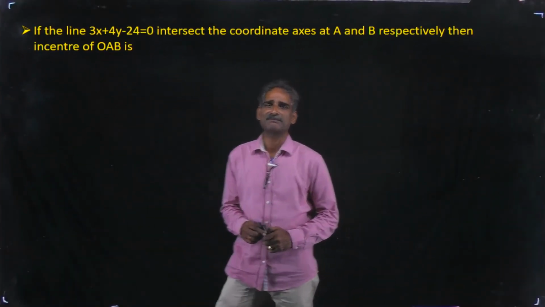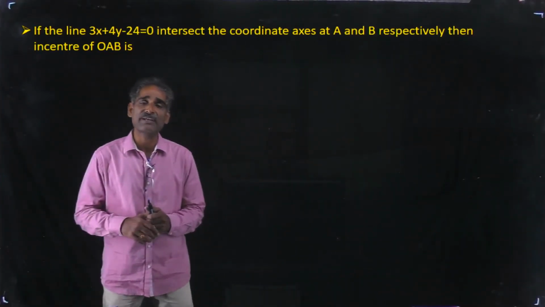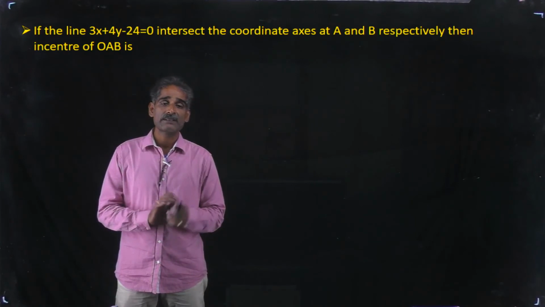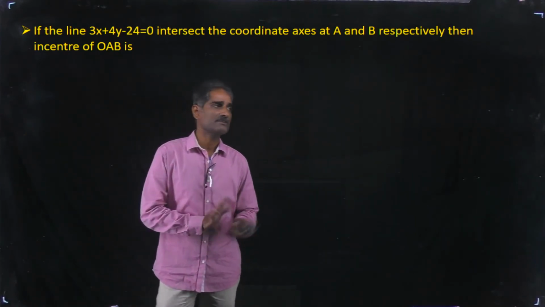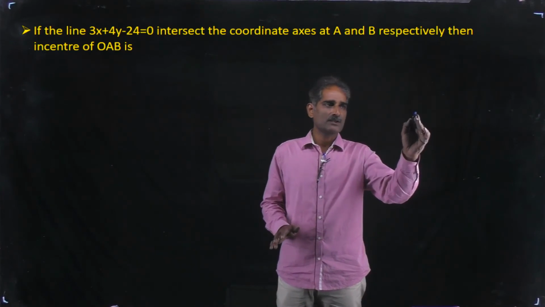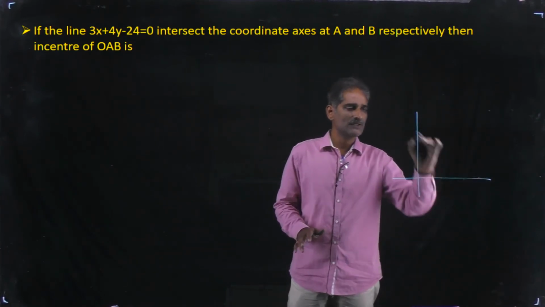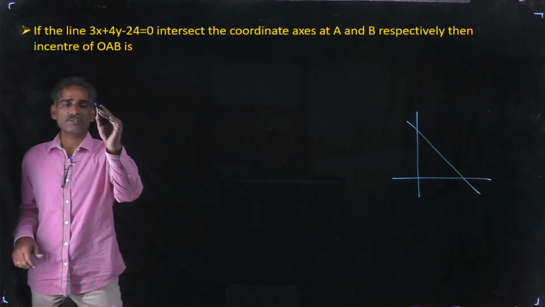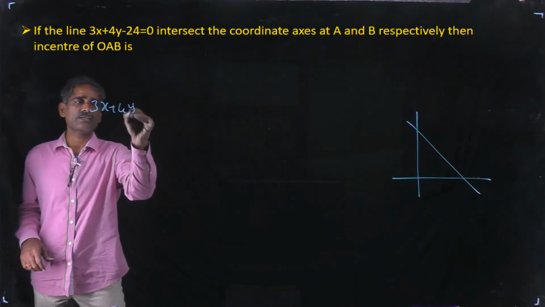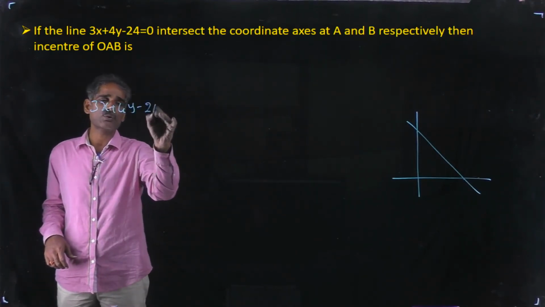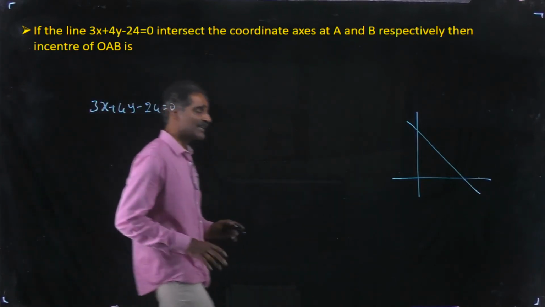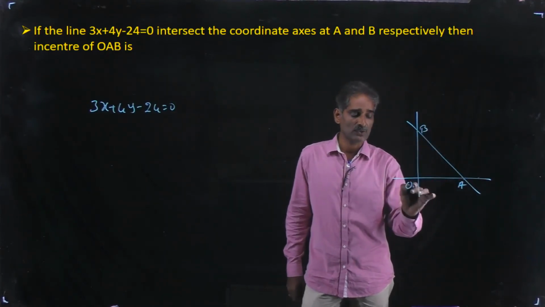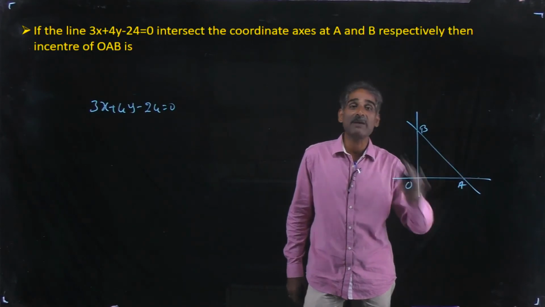Okay, this problem. If the line 3x plus 4y minus 24 equals 0 intersects the coordinate axes at A and B, then the incenter of triangle OAB is dash. It is very easy. Consider the coordinate system. Suppose this is the position of the line. The given equation is 3x plus 4y minus 24 is equal to 0. This line intersects the x-axis at A and the y-axis at B. So here we have to find the incenter of OAB.